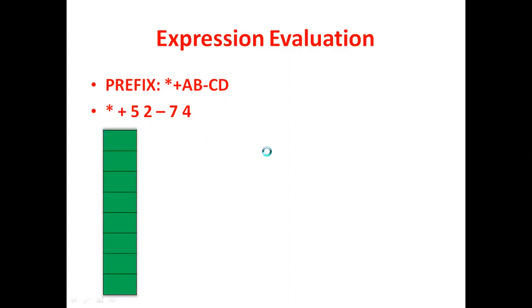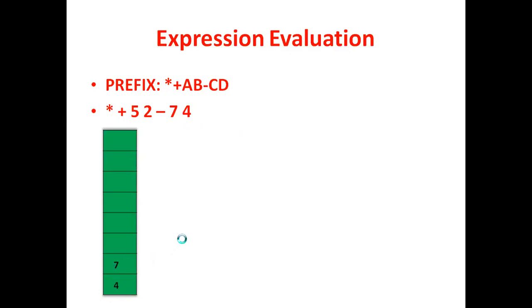So then after prefix conversion, this answer should be 21. So into plus 5 2 minus 7 4. In the prefix evaluation, we take the symbols from right to left. So if you take a stack first of all, take the prefix expression from right to left. Our rightmost symbol is 4, insert it into the stack. Then 7, insert it into the stack. We get minus. When we receive the operator, pop the two elements, that is 7 and 4.